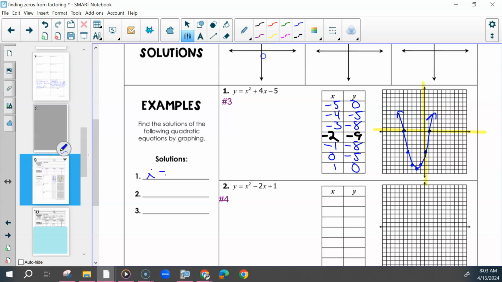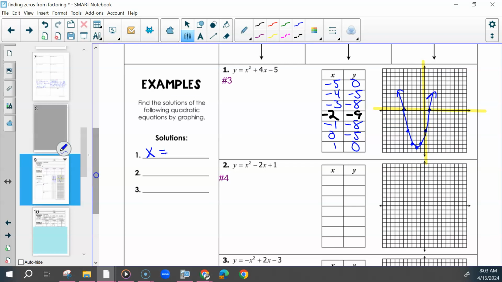So you would write that in your curly brackets again. X equals -5 and 1. So that one I could say has two solutions. It crosses it twice. I'm going to skip down to number 3.